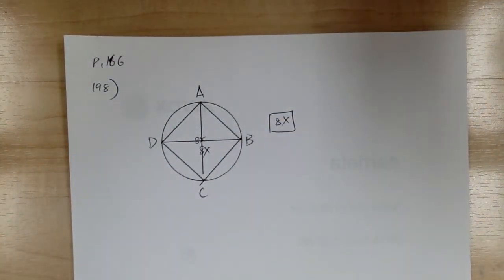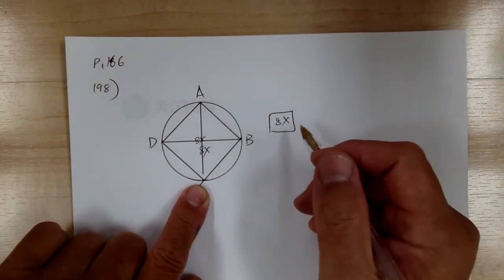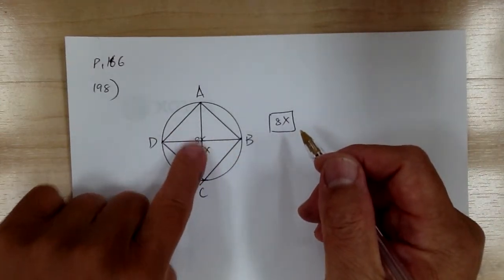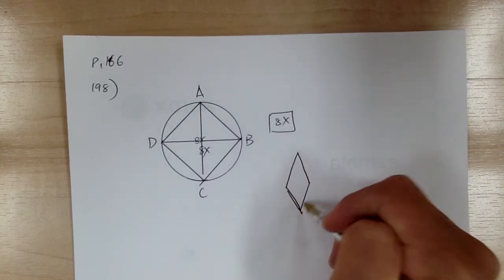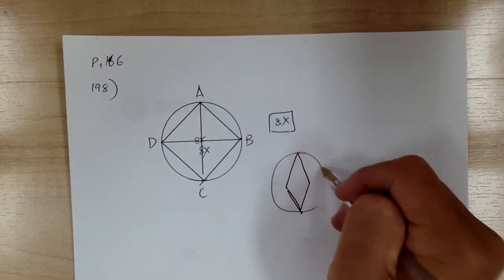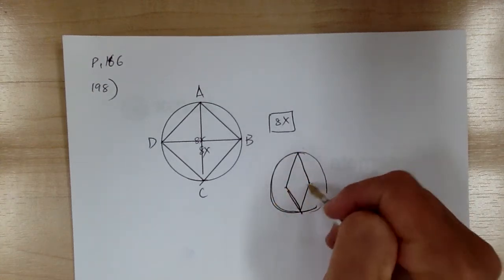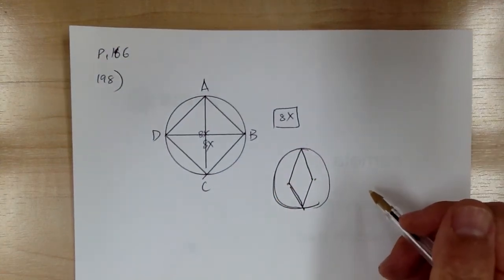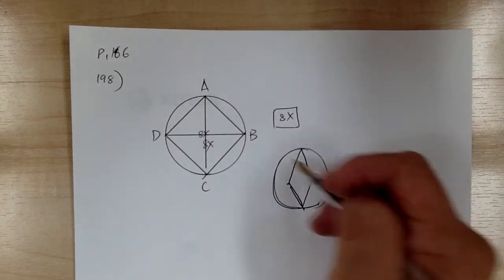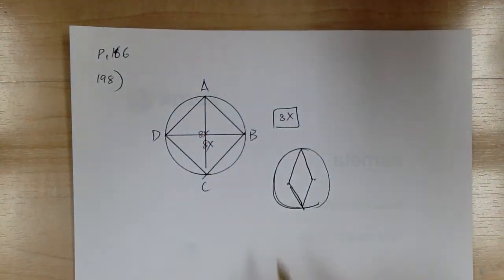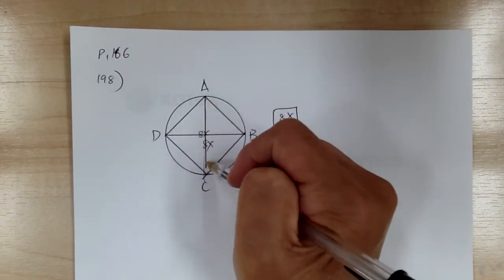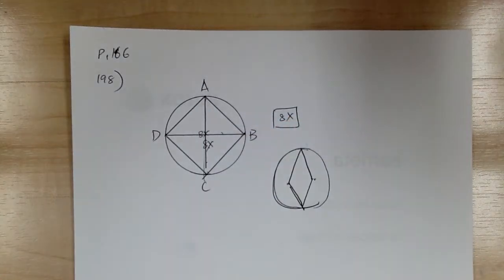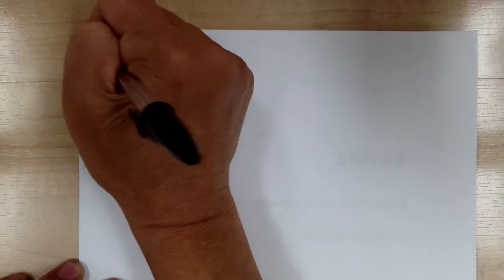So just realize that the only way you can inscribe a rhombus in a circle is if it's a square, because if it's not a square, if it's like this, then you cannot get a circle around it. See that? These two sides are not going to touch. So again, the only way the rhombus is going to fit in a circle is when it's a square. And if it's a square, the diagonals are equal. So if one diagonal is AX, the other one would also be AX. Okay, let's go to 199.